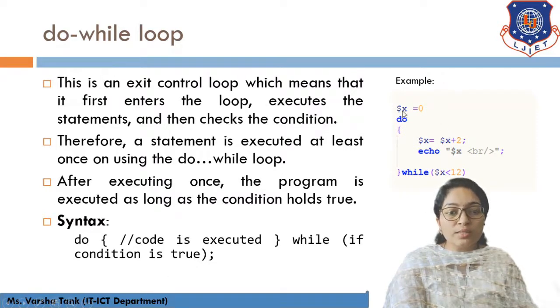So here you can see $x is equal to 0, do $x is equal to $x plus 2, then echo $x br. So what it will do, it will print the value while $x is less than or equal to 12. This condition will be checked and it will print the values 2, 4, 6, and so on. Now let's see how we are going to execute this script.